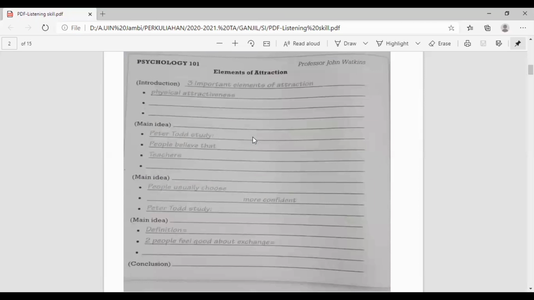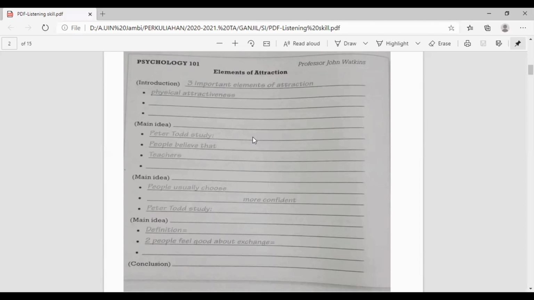Another important element of attraction is easy to understand. It is similarity. This means that two people feel that they are more or less the same. In a number of different studies, psychologists found that people are more likely to choose friends and partners of the same age, race, class, and with similar opinions. This is because people who are similar feel more confident around one another. They feel better about themselves. In Peter Todd's speed dating study, both men and women said that similarity was most important in choosing a partner.